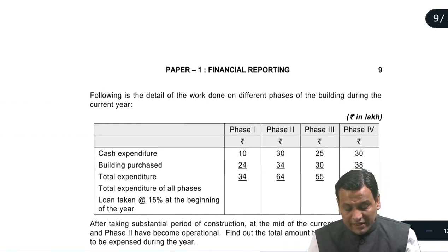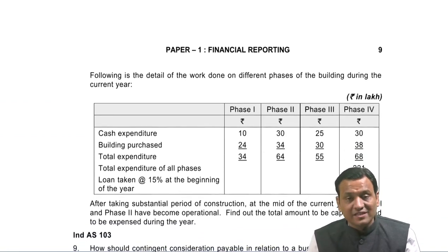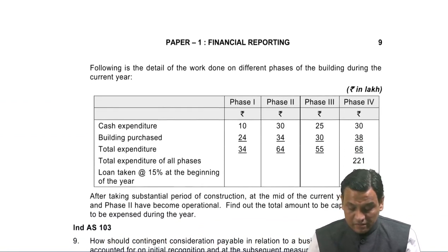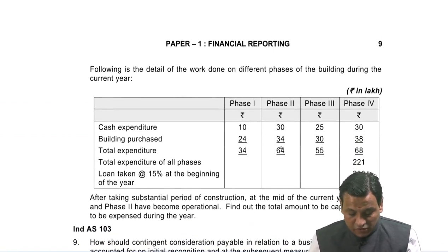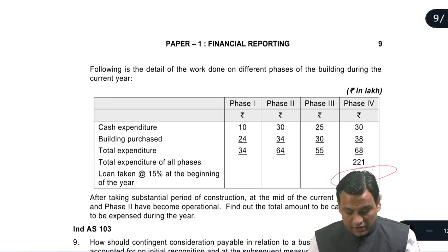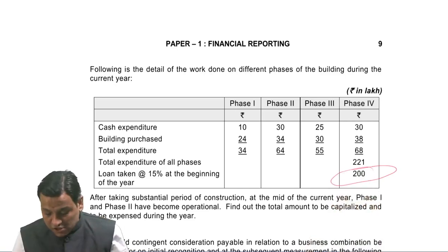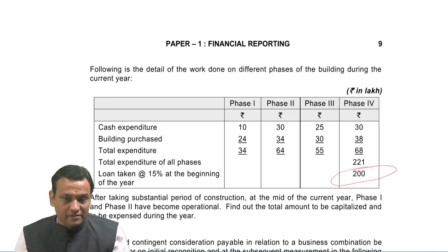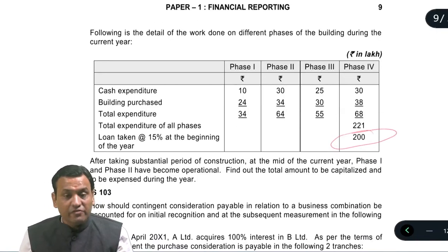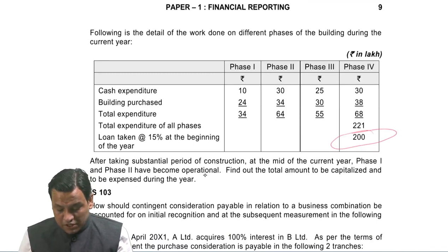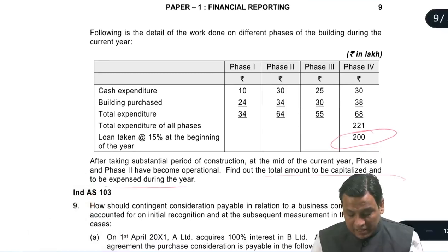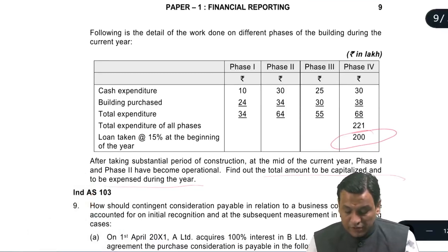Following is the detail of the work done on different phases of the building during the current year. Phase 1, phase 2, phase 3, phase 4, the expenditure for them is 34, 64, 55 and 68, which is 221, and you have taken a loan of 200. After a substantial period of construction, at the mid of the current year, phase 1 and phase 2 have become operational. Find out the total amount to be capitalized and to be expensed off during the year.